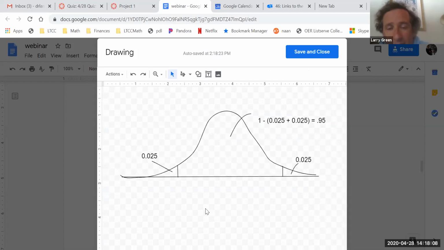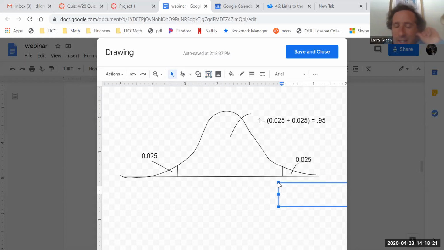Okay, well, that's important. So if that area in between is 0.95, what do we know about this number, the x value or the z value on the right? What must the z value be if that area is 0.95? And this comes right from the empirical rule. So we're able to read the answer.